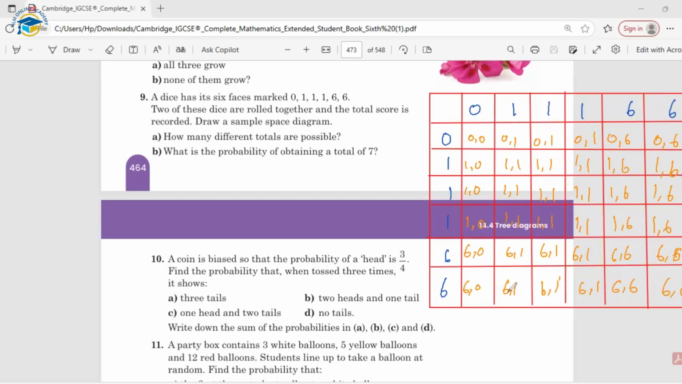Okay. These are the total 36 possibilities we have drawn. So they're asking how many different totals are possible. We need to check how many possibilities are different over here. So accordingly, we will check it.